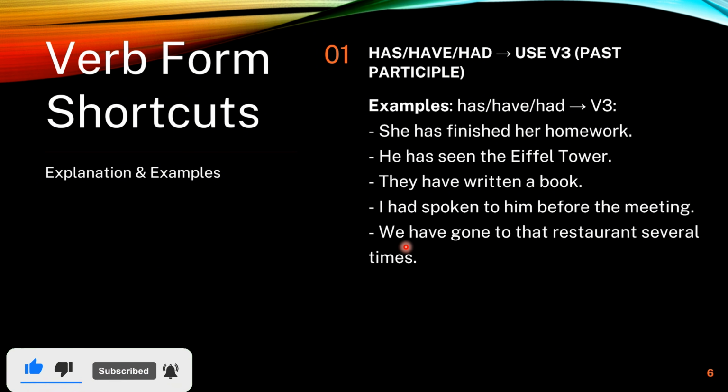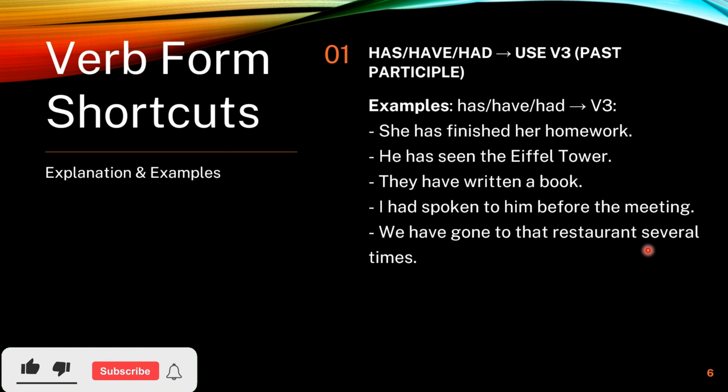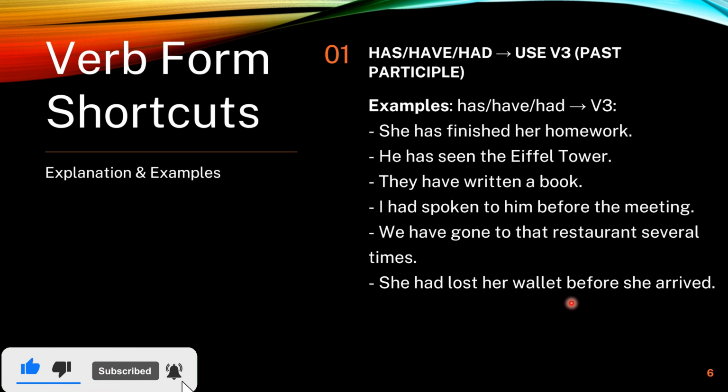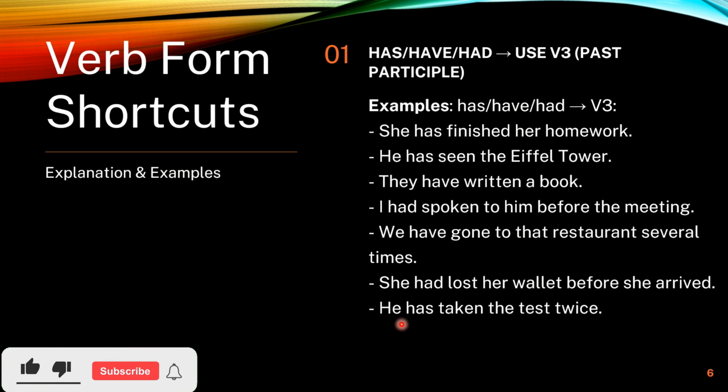We have. Who did the activity? We, right? So active voice. We have, with have, third form of the verb. We have gone to that restaurant several times. She had lost her wallet before she arrived. He has taken the test twice, right? So who did the task? He. We have mentioned it in the sentence, so it's an active voice.